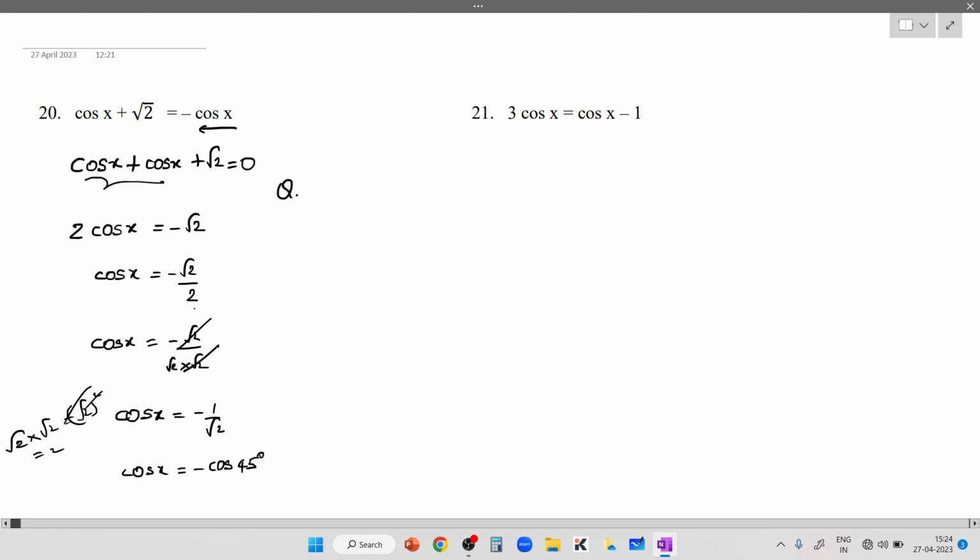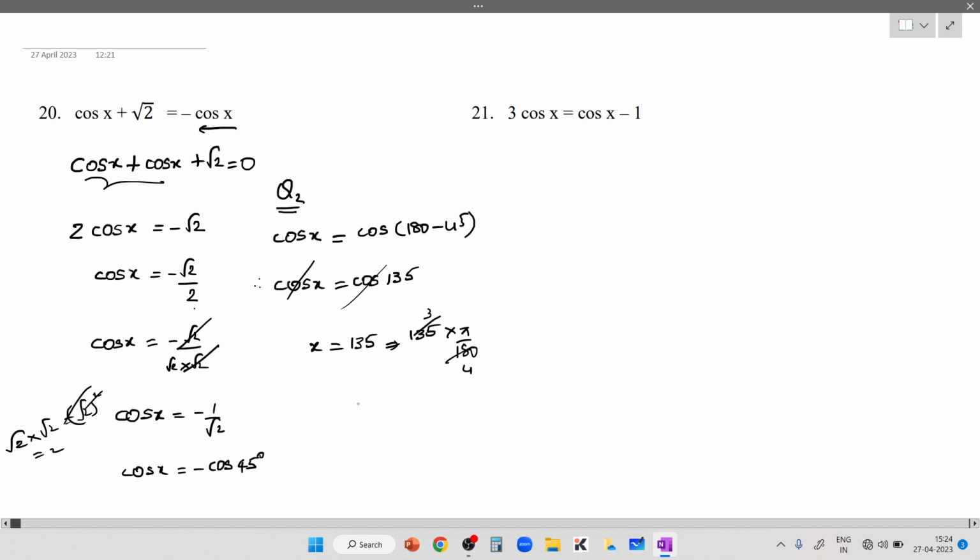One is in the second quadrant. The nature of the angle in the second quadrant is 180 minus theta. So I can write cos 45 as cos of 180 minus 45. So that will give us minus cos 45. So therefore cos x is equal to cos 135. So cos gets cancelled. x is equal to 135, which I can write in terms of radians by multiplying with pi by 180. So that will give us 45 fours are 45, 45 threes are 3, so 3 pi by 4.